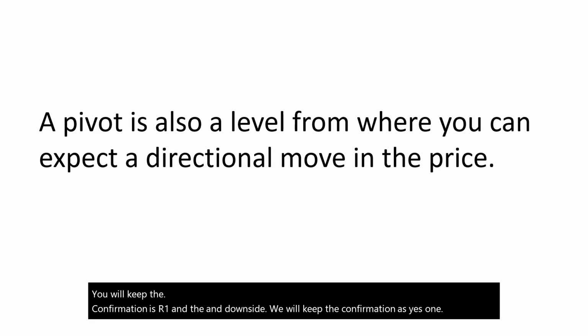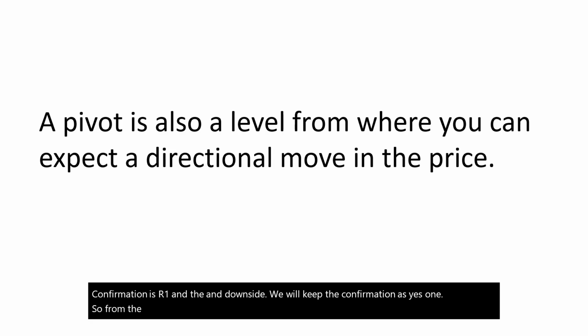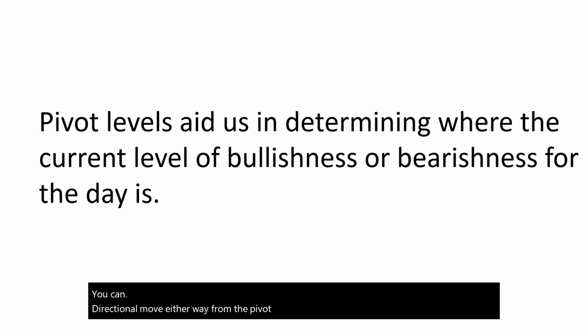So from the pivot, you can expect a directional move in the price. You can see a directional move either way from the pivot level. If the pivot levels are moving up, that means the price is bullish. If the pivot levels are moving down, this means it is bearish.